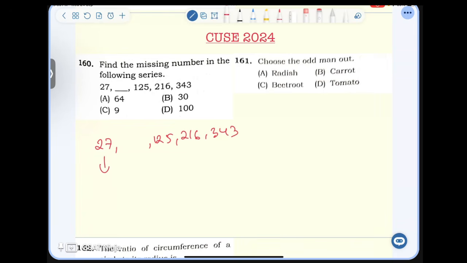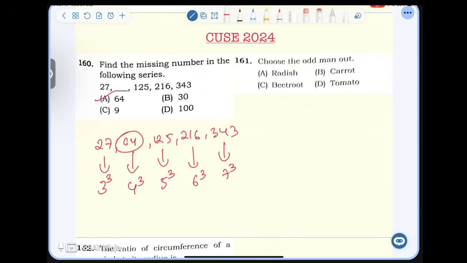Nothing much here. What is 27? 27 is 3 cube. What is 125? 5 cube. What is 216? 6 cube. What is 343? 7 cube. Here, what is 16? 4. 4 cube is how much? 64. So it's a direct square, cube only.